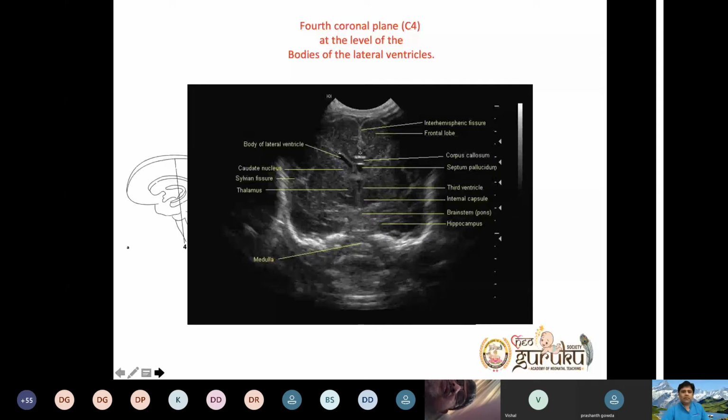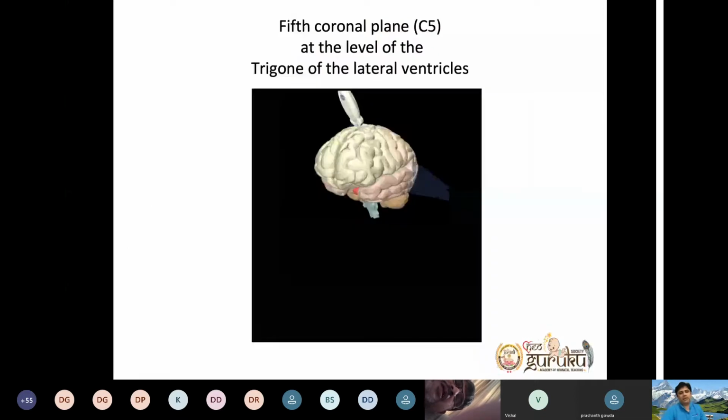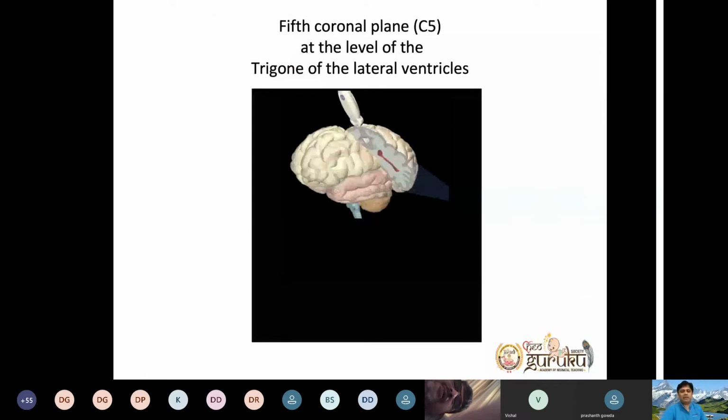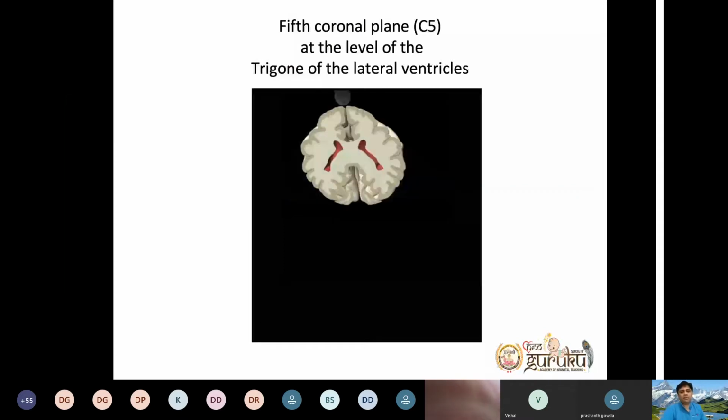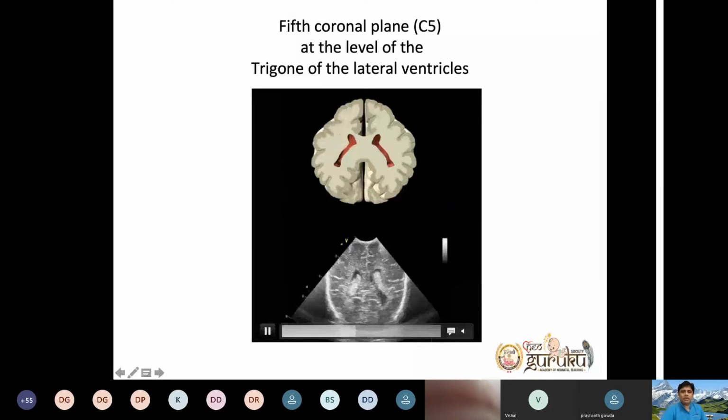So we are into the fifth plane, at the level of the trigone of the lateral ventricle. All this section is based on the anatomy of the lateral ventricle: anterior to the anterior horn, body, trigone, occipital horn, and posterior to the occipital horn. So you can see your lateral ventricle. Your tilting means you're slicing like this. If the ventricle is like this, you're slicing like this.